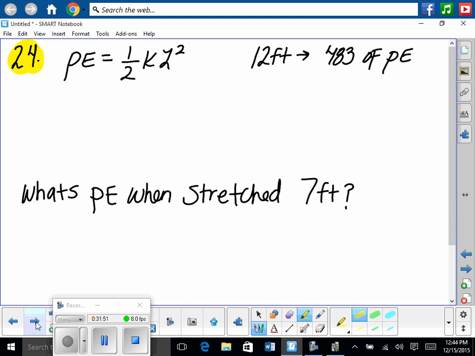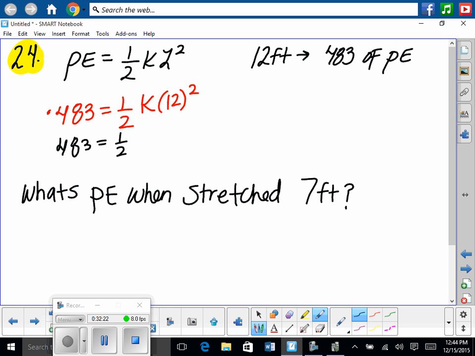So the spring constant is K. So in this first part here, we're going to be solving for K. So we're going to plug in what we know. You stretch a spring 12 feet and it has 483 foot-pounds of potential energy. So potential energy was 483. That's equal to 1/2, we're trying to find K, the spring constant, and our length was 12 feet. So 12 squared. Then from there, we just got to isolate K. Got to get it alone. So we have 483 is equal to 1/2 times K times 144.